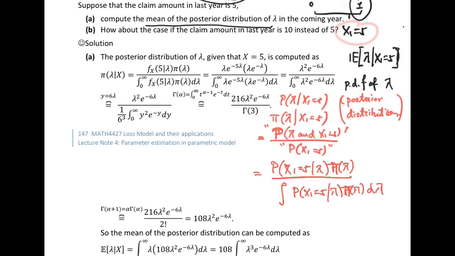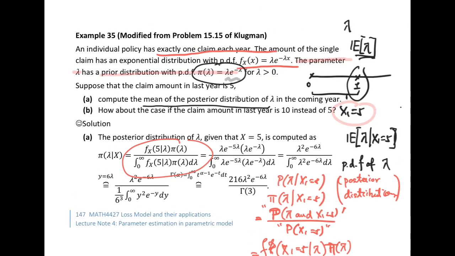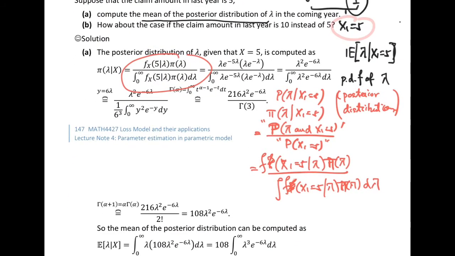Because S1 is a continuous random variable, we replace the probability by the PDF, and this is basically what you get in this formula. For the denominator, you consider all possible values of lambda. Because lambda runs from 0 to infinity, this integral runs from 0 to infinity as well.